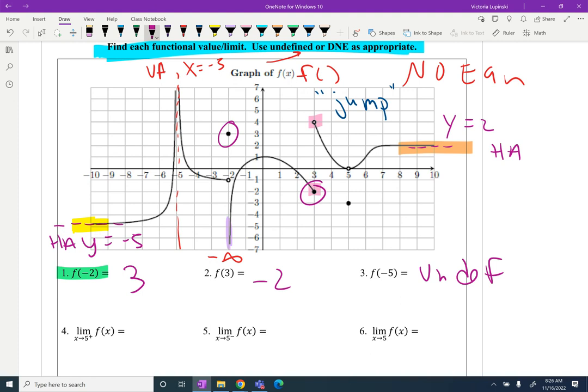The limit as you approach 5 from the right. So locate 5. If you're approaching it from the right, you're coming on this red piece here. What y value are you getting closer and closer to, even if you don't actually get there? 0.